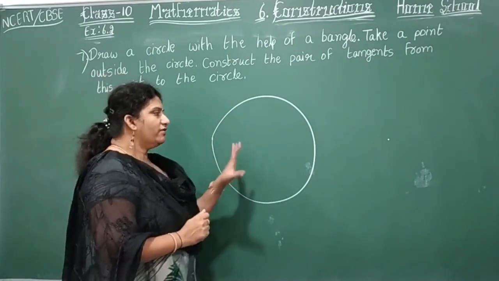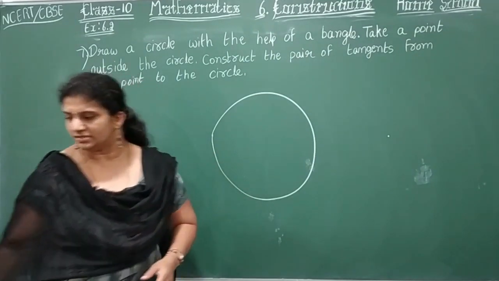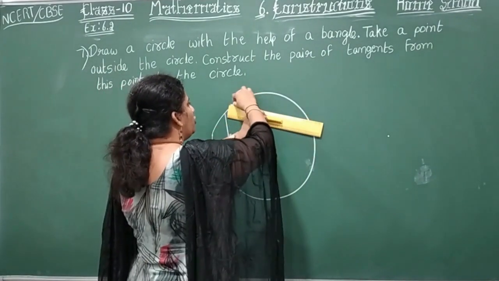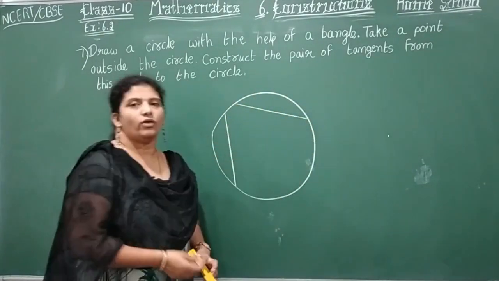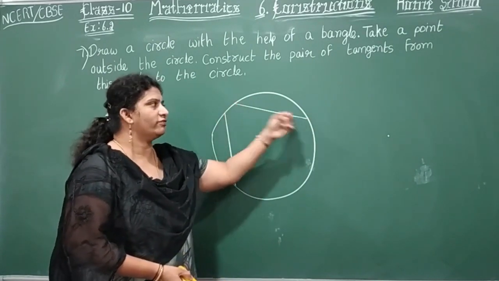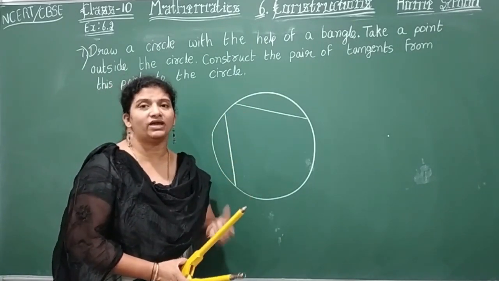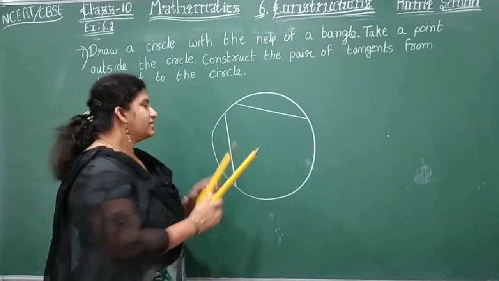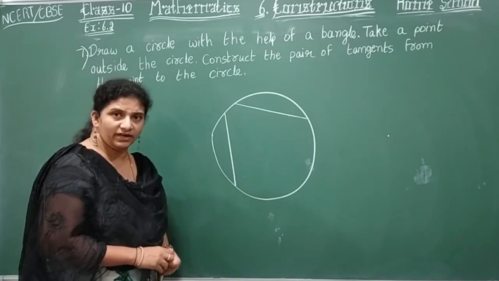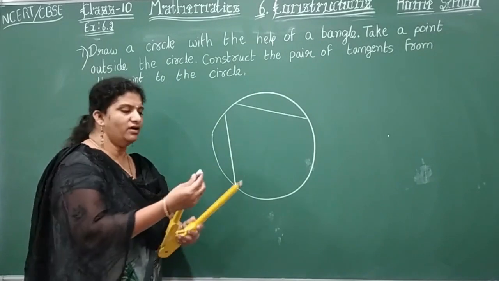So let's do it here. First thing, how to find the center of the circle. For that purpose, take a scale. Anywhere you can draw any two chords. You know chords, no? What is a chord? A chord is a line which touches two points of the circumference of a circle. Then by using these two chords, how can we find the center? See, look here, perpendicular bisector. If you are able to draw the perpendicular bisectors, then where the two bisectors meet, that is the center.